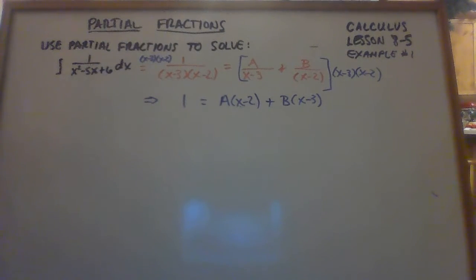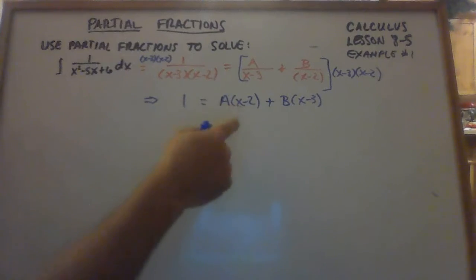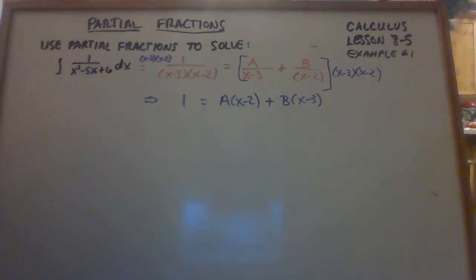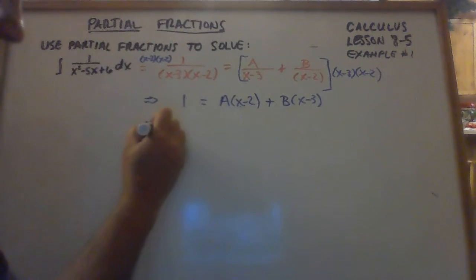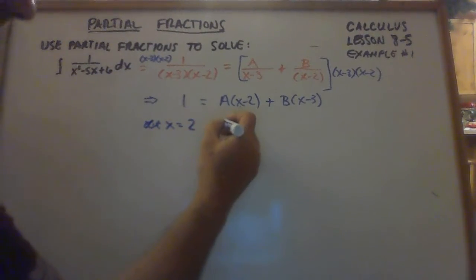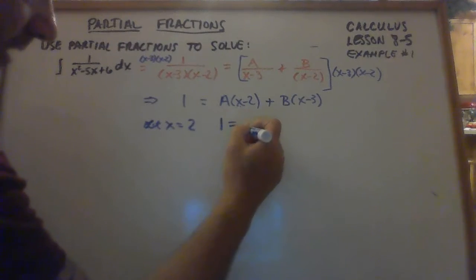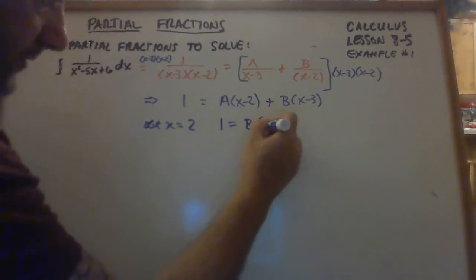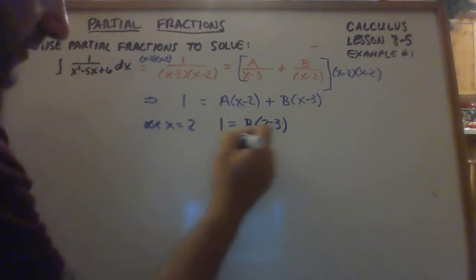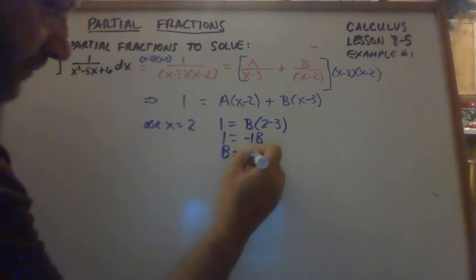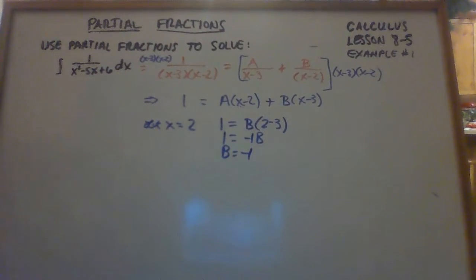Okay, the next thing we need to do is solve for a and b, so we need to eliminate one of these things. If I let x equal 2 and plug that into the equation, then I get 1 equals, this is essentially 0, so this goes away, leaving me with b times 2 minus 3, so 1 equals negative 1b, and so b ends up being negative 1. So I know what b is now.